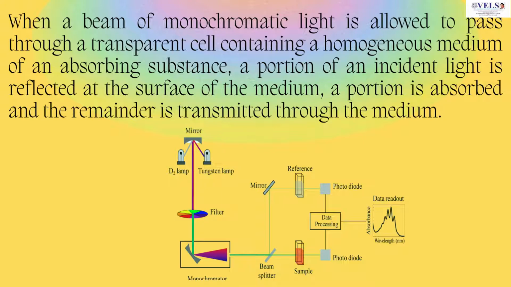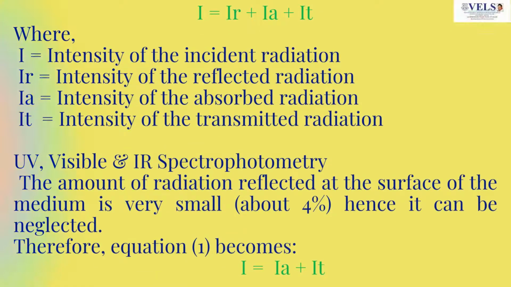As per the principle, we derive the equation capital I equals IR plus IA plus IT, where capital I is the intensity of the incident radiation, IR is the intensity of the reflected radiation, IA is the intensity of the absorbed radiation, and IT is the intensity of the transmitted radiation.